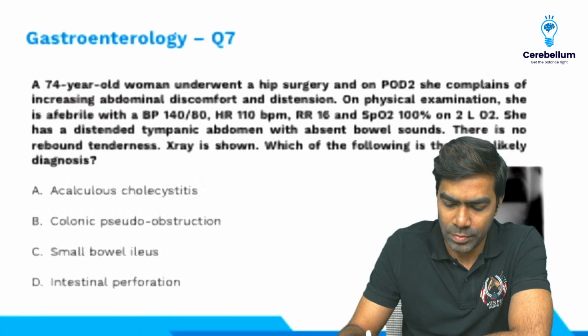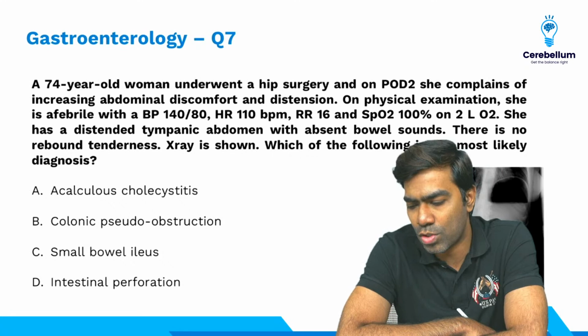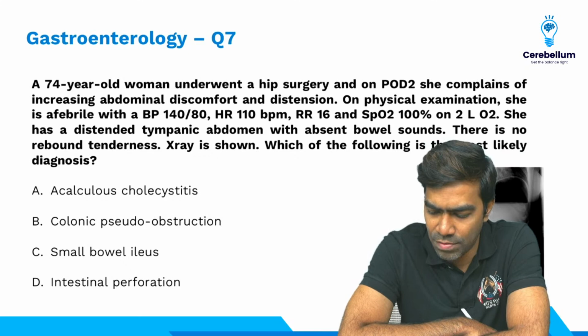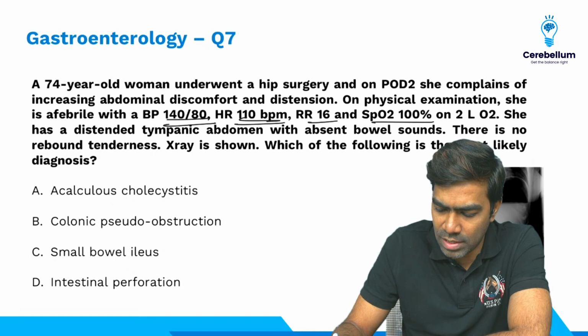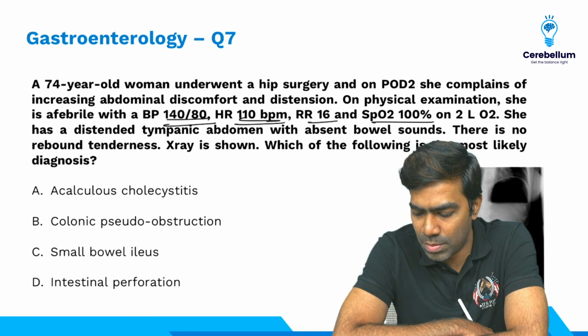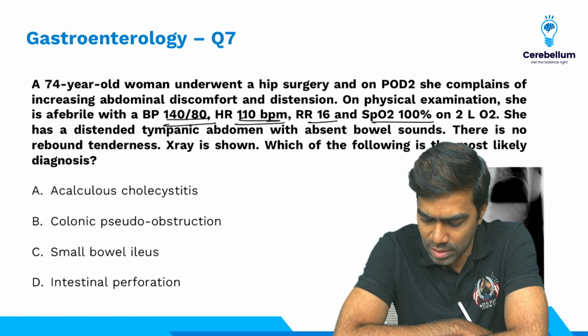Coming to the next one: a 74-year-old woman underwent a hip surgery, and on post-operative day number 2, she complains of increasing abdominal discomfort and distension. On physical examination, she is afebrile with a BP of 140/80, heart rate is 110, respiratory rate is 16, SpO2 is 100% on 2 liter O2. She has a distended tympanic abdomen with absent bowel sounds. There is no rebound tenderness. X-ray is shown. Which of the following is the most likely diagnosis?